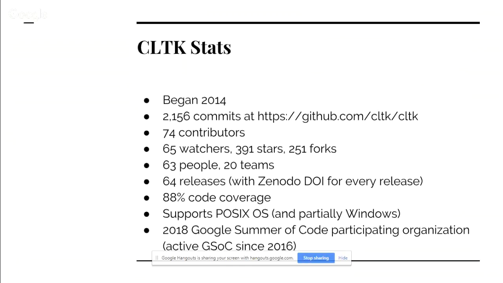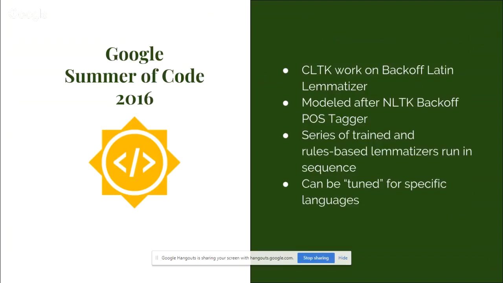Where my work in automated lemmatization for ancient languages started was with the 2016 Google Summer of Code project, and I'll talk a little bit about that later. Or I guess now, this is my next slide. You'll see that I did a Backoff Latin lemmatizer in 2016. This was something that was based on the Natural Language Toolkit Backoff tagging, and I'll explain Backoff tagging in 1 second. But basically, I can summarize it by saying what we want to have is, when we think about a tool, we tend to think about one thing. I've broken it out so that it's an ensemble of tools that get used as one.